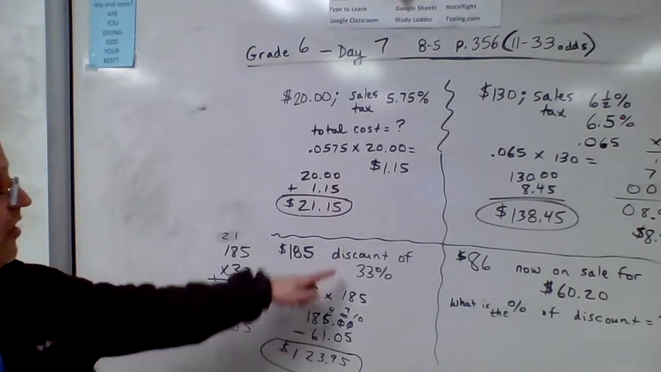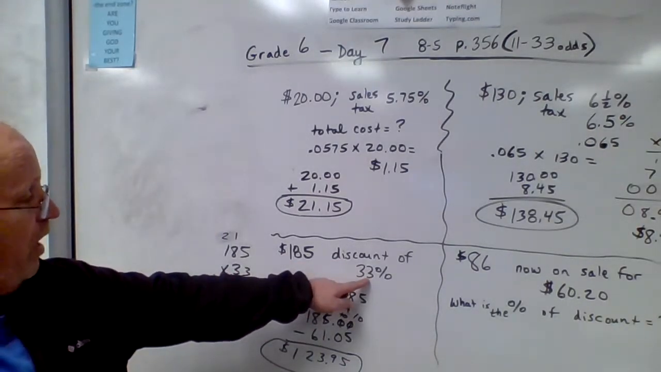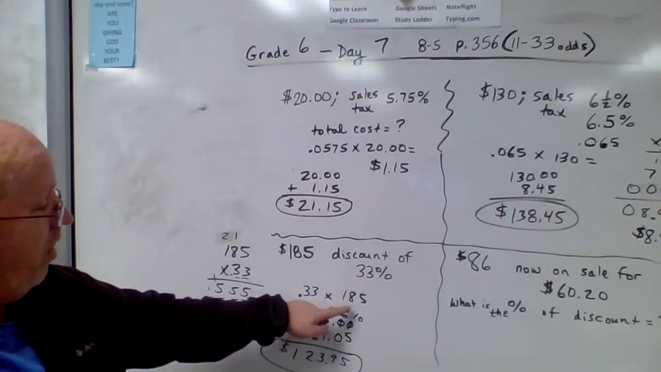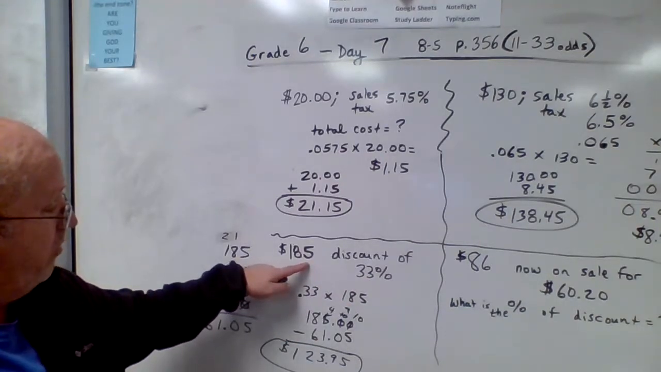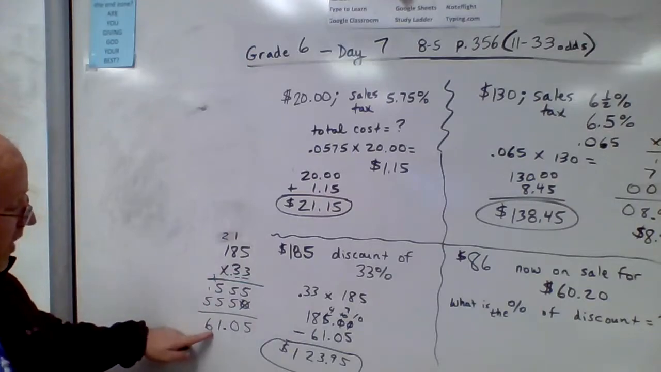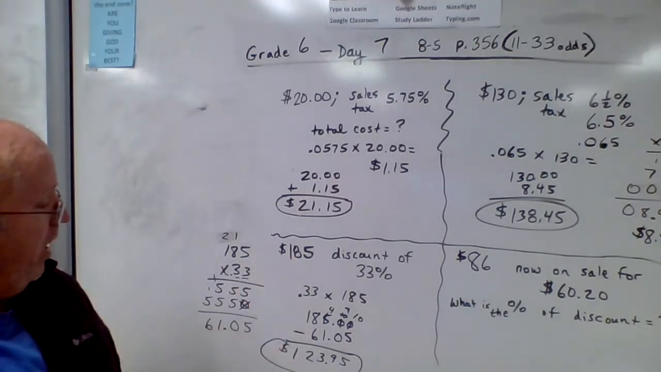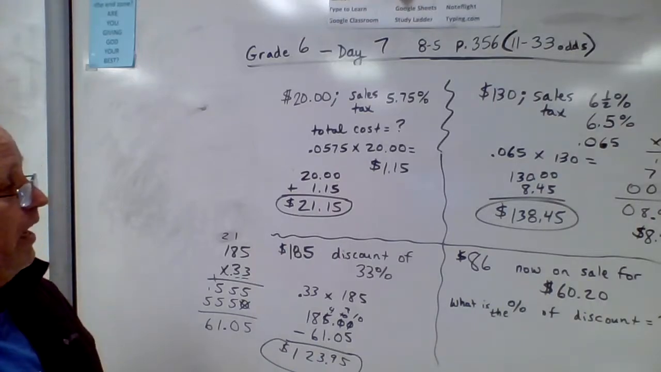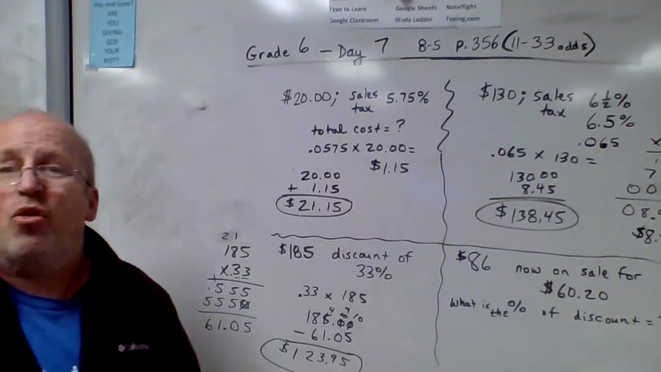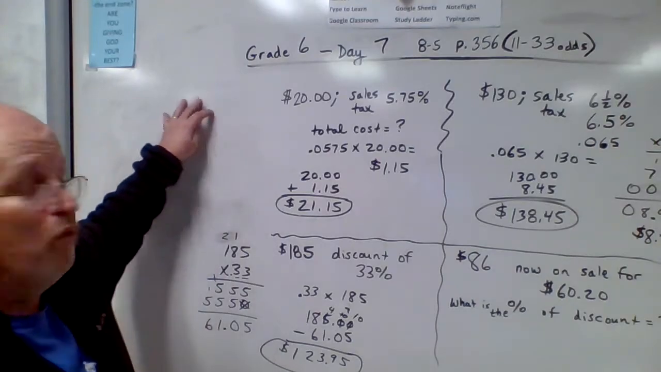This is a discount problem. We first figured out what 33% of the price of the item is. Then, once we did that, we subtracted that from the original price and came up with $123.95. Let's do another discount problem over here.